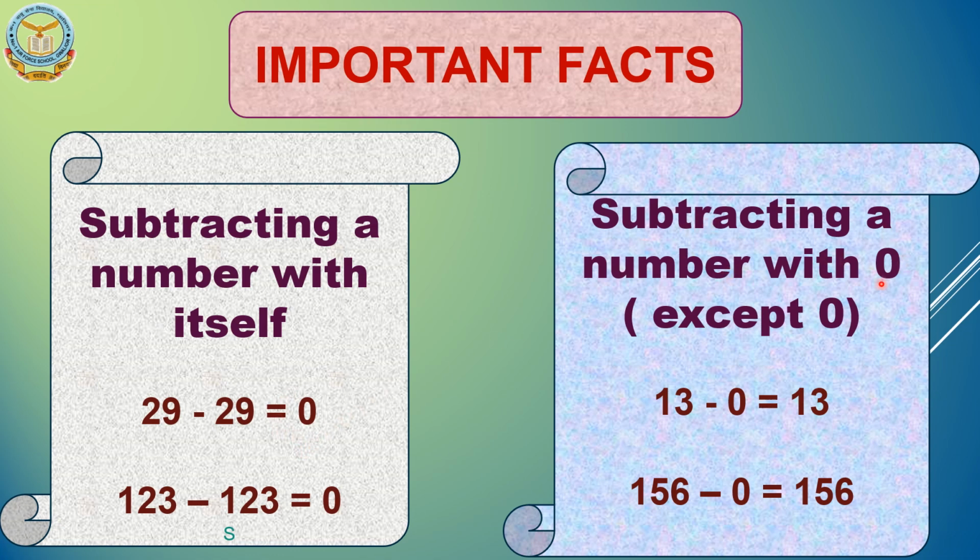Subtracting a number with 0. It means if you subtract 0 from any number other than 0, the answer is number itself. For an example, if you subtract 0 from 13, the answer is 13. That is number itself. If you subtract 0 from 156, the answer is 156, the number itself.